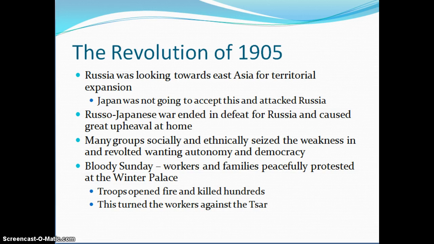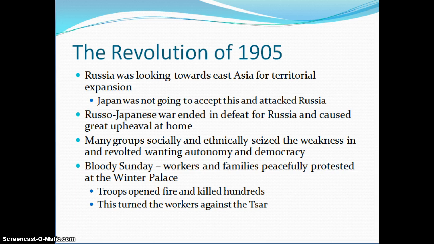When Japan attacked, kind of a surprise attack, to keep Russia from expanding further into the Koreas and into more of China, they won decisively. Many groups socially and ethnically seized the weakness and revolted, wanting autonomy and democracy. And they saw this as a real chance with a weakened central government. This leads us to one of many, many examples that will occur between now and 1917 of just how naive and how inept the monarchy was, specifically Nicholas II, the last Tsar of Russia.